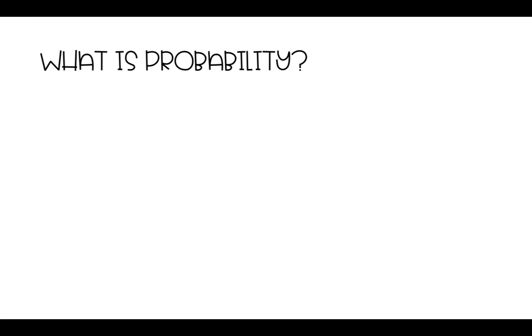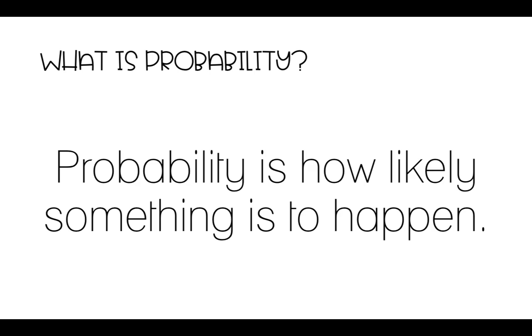So let's begin by looking at the word probability and what it means. Probability is how likely something is to happen. How likely is it that when I flip a coin, I get a heads? Or when I roll a dice, I get an odd number or an even number. That's what probability is. Now, those things that are happening, like flipping a coin and getting a heads, that's called an event because it's the thing that is happening.